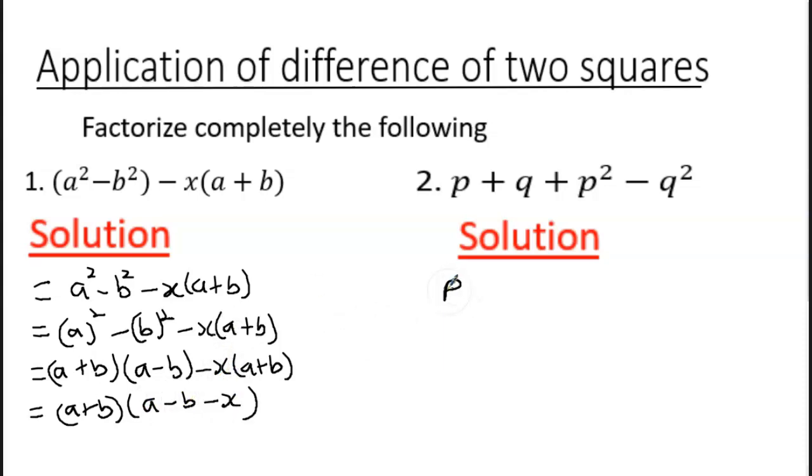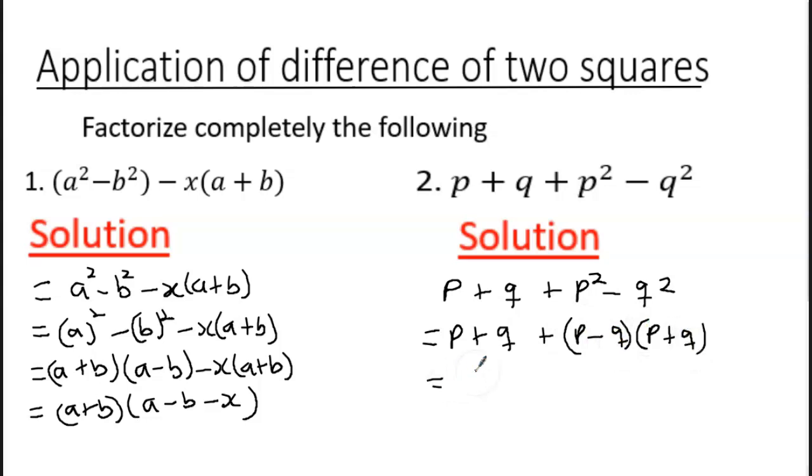Let's look at the second question. P plus q plus p squared minus q squared. Let's look at the last two terms. See that it's difference of two squares. So once again, factorize that aspect: p plus q plus, p plus q times p minus q. Once again, p plus q in this bracket, and then p plus q here. So we can bring p plus q out. And when you bring p plus q out, we are left with 1 here plus p minus q. Let's look at the next.